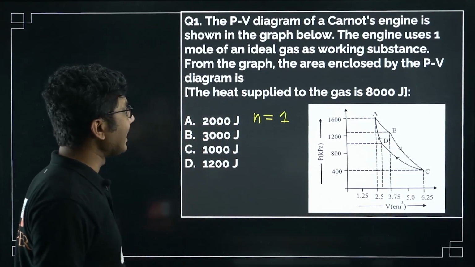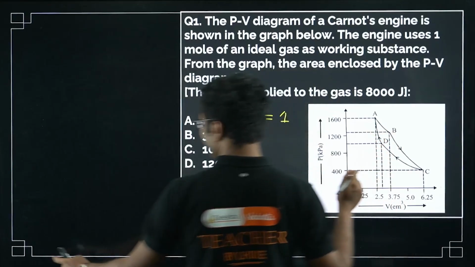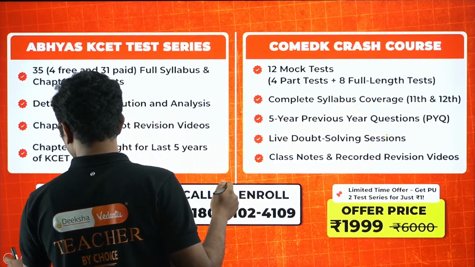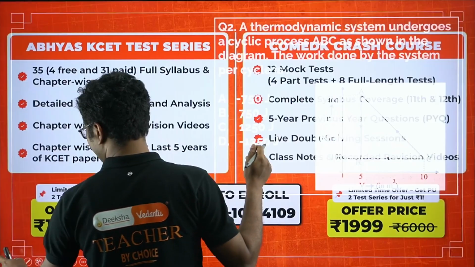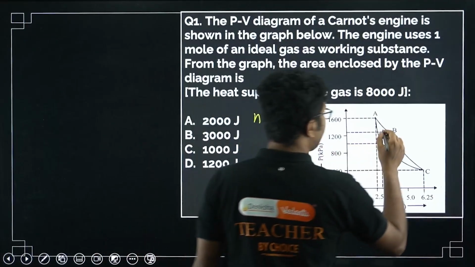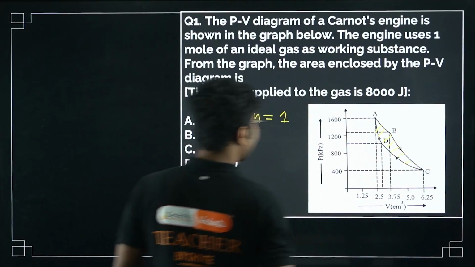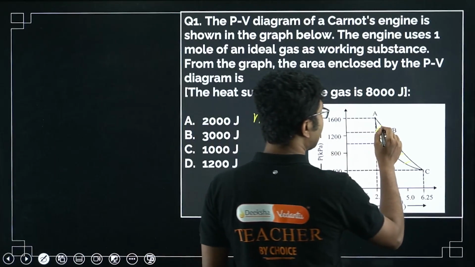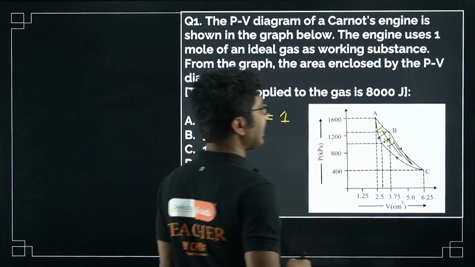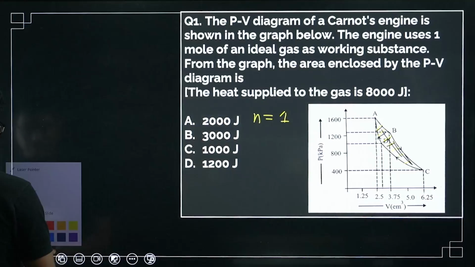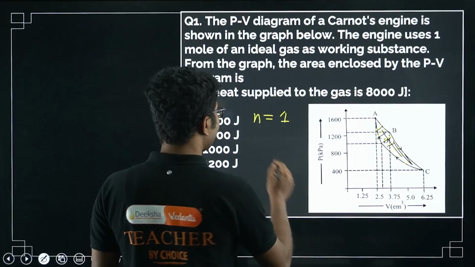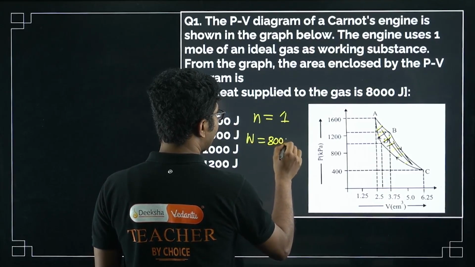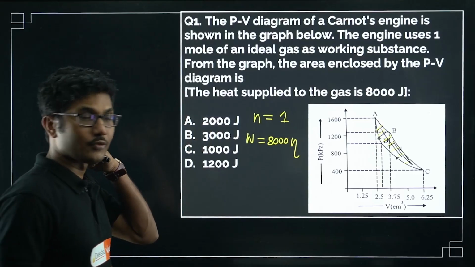From the graph, the area enclosed by the diagram is... So from this graph, you have to find the area enclosed. The area enclosed by this graph is basically the work done, right? So the area enclosed is the work done by the system, or work done by the Carnot engine. It is given that the heat supplied to the system is 8000 joules. If we know the efficiency of the Carnot engine, then the work done is the heat supplied times the efficiency. So first of all, you have to find the efficiency.